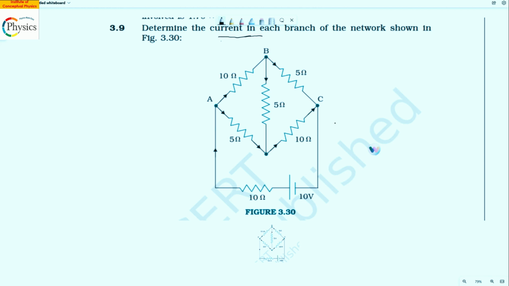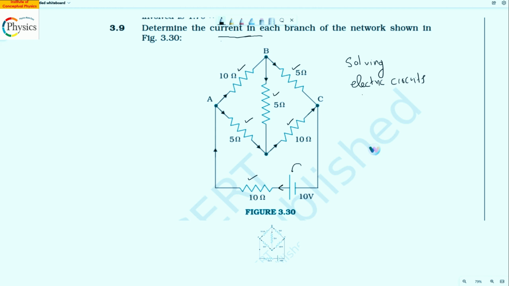So if you see this question, this is a branch. This is a branch. This is a branch. This is a branch. This is a branch. So what we are doing is we are solving electrical circuits or electric circuits, right? There is a source of battery from where the current comes, and then we are expected to find the current or potential difference across branches.